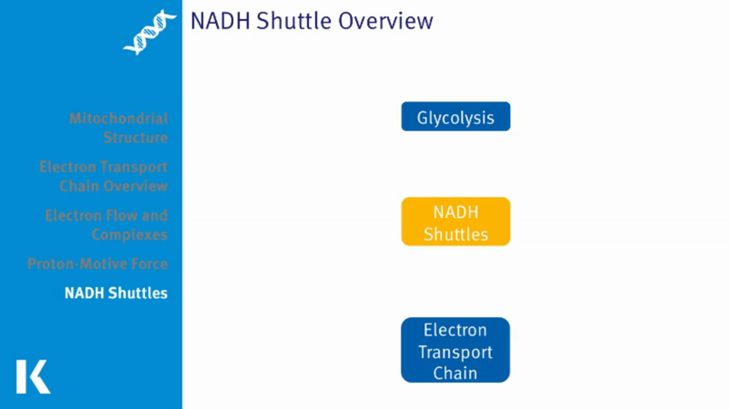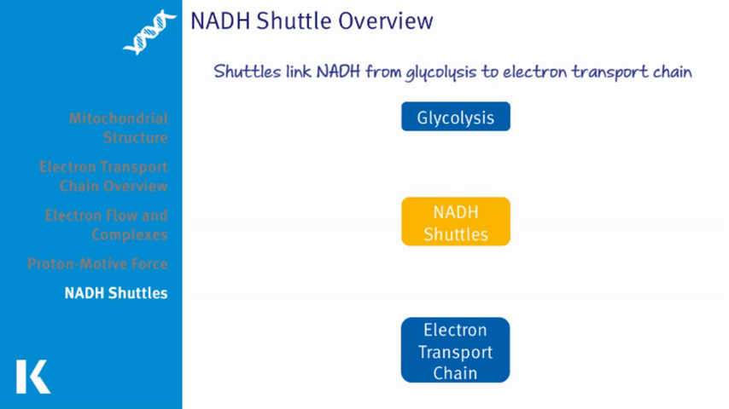An NADH shuttle carries NADH not produced in the citric acid cycle into the mitochondrion, where its electrons can be stripped off and passed down the electron transport chain. There are actually 2 shuttles that can cross the mitochondrial membrane. The first is the glycerol 3-phosphate shuttle.